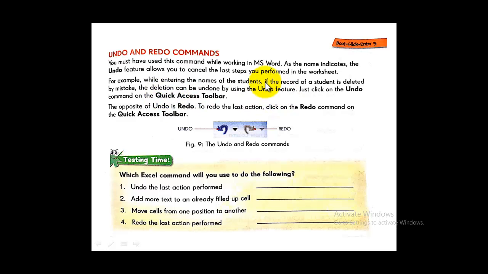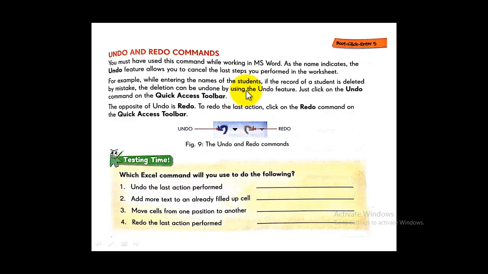See, the undo feature, the undo command: just click on the undo command on the quick access toolbar. Now you know where the quick access toolbar is. We have done this in chapter number 6, Introduction to MS Excel 2010, the previous chapter. You have to go to the quick access toolbar, then click on the undo command, and whatever you have done can be undone.